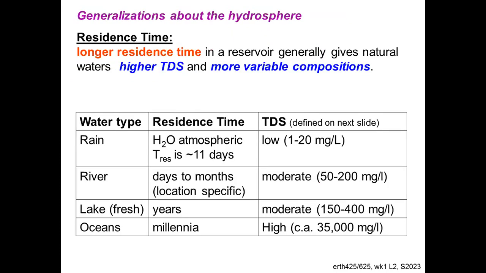So here's a table which shows you average residence times and the total dissolved solids in each of those materials. And as I sort of alluded to earlier on in this presentation, the longer water spends in a place, the more likelihood it is to gain compositional attributes, and in this case, have higher total dissolved solids. So you can see as we go from rain to rivers to lakes to the oceans, the time scale for residence goes up and the total dissolved solids goes up as well.